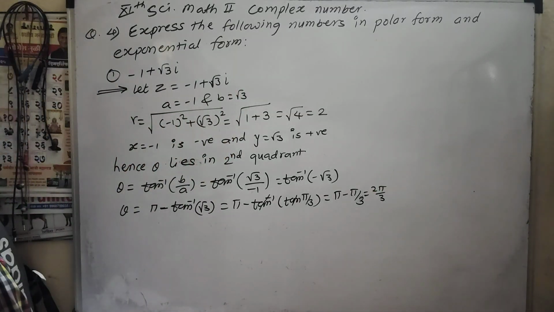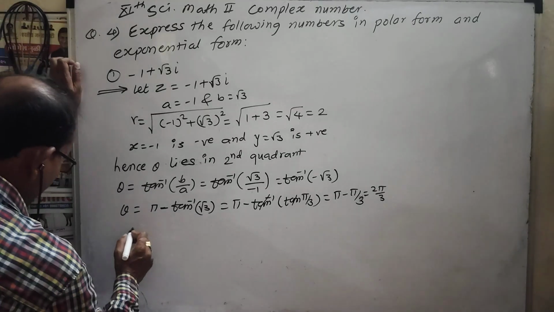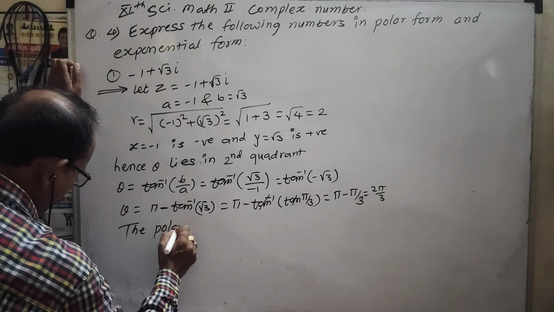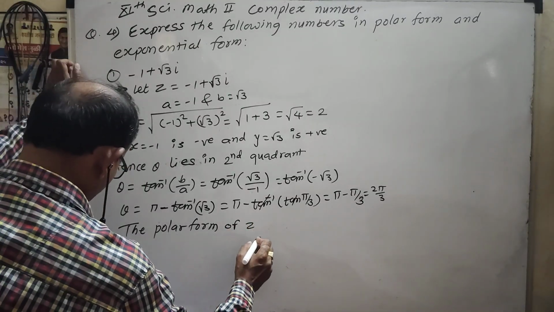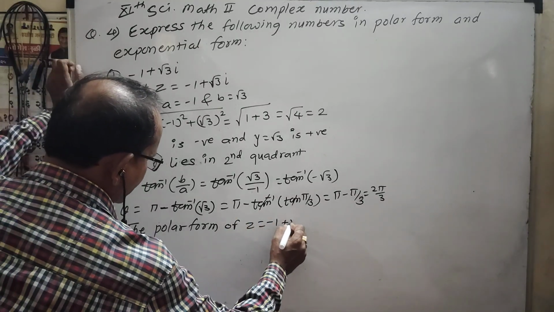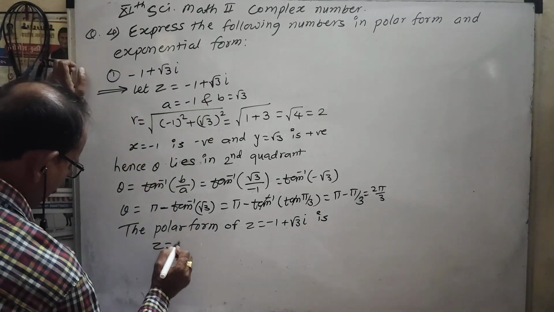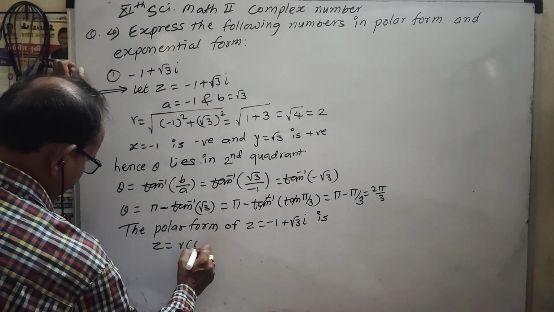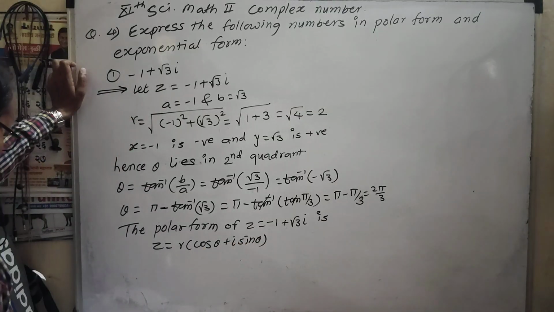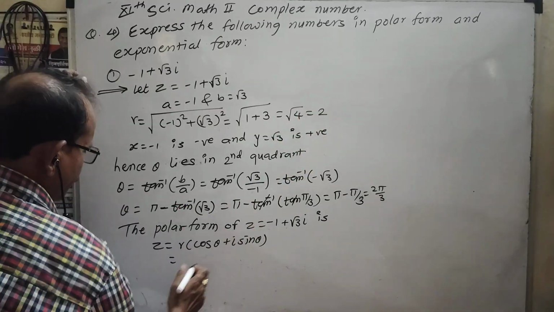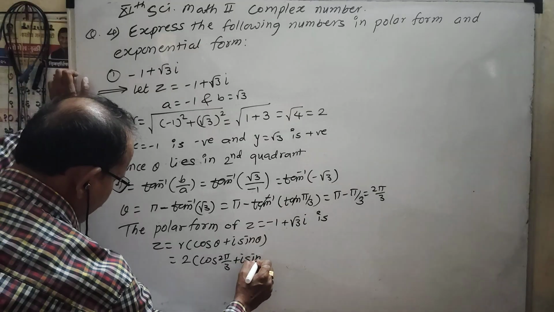Theta is 2 pi by 3. The polar form of z is equal to minus 1 plus root 3i. z is equal to r in bracket cos theta plus i sin theta, and r is 2 here, so 2 in bracket cos of 2 pi by 3 plus i sin 2 pi by 3.